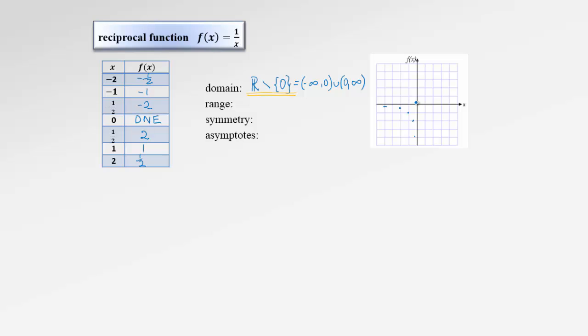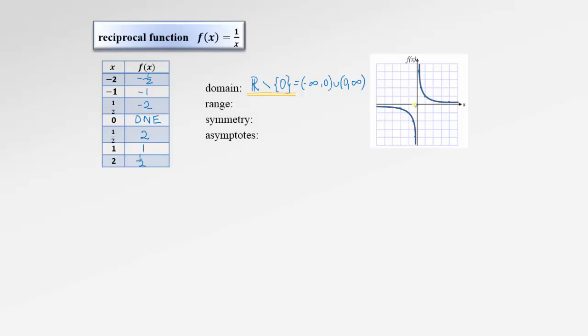Now, 0 is not in the domain, so we don't have any value here, which means that this graph will be broken. It's not connected with the other part on the other side. However, we can still plot the other part. So 1/2, 2, 1/4 would be 4, 1, 1, 2, 1/2, and 4, 1/4. Similar idea, except that it's in a different quadrant. Let's connect those points. The graph looks somehow like this.